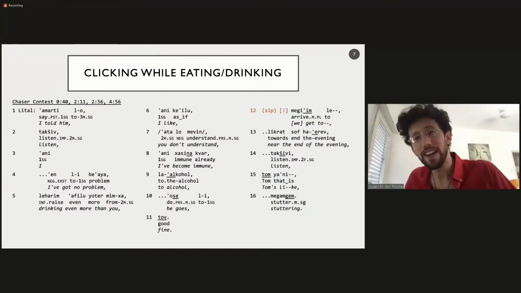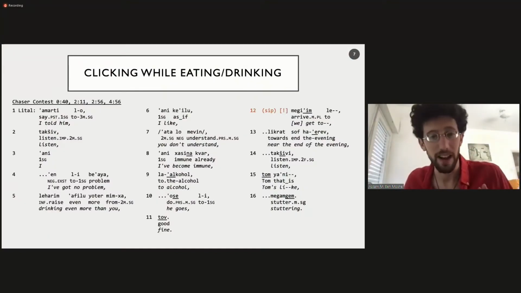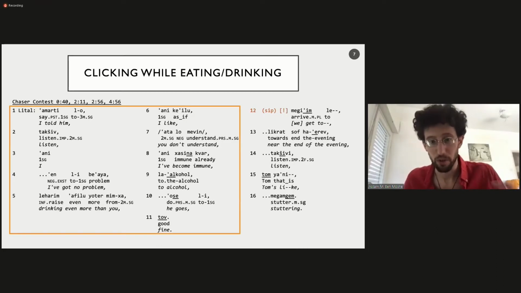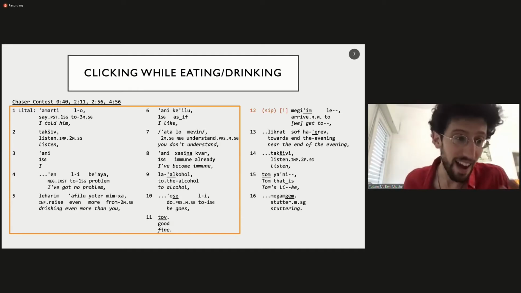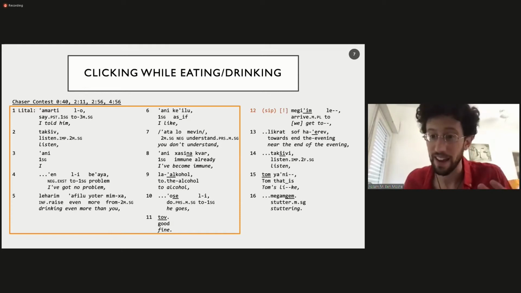Okay, we join in for the end of Lital's constructed dialogue between herself in the story world and her ex. At this point in the story, Lital and Tom have been drinking for a while, and Tom has been dismissive of her drinking capacity. Lital, in response, boasts that she's been drinking so much that by now she's immune to alcohol and will surely outdrink him. So she says, I told him, listen, I've got no problem drinking even more than you. You don't understand, I've become immune to alcohol.